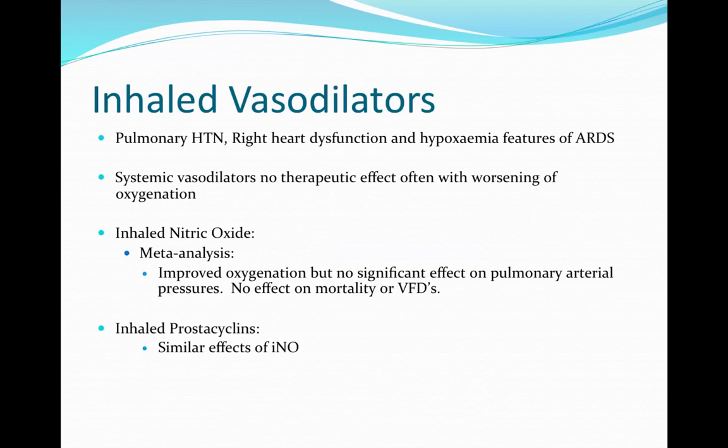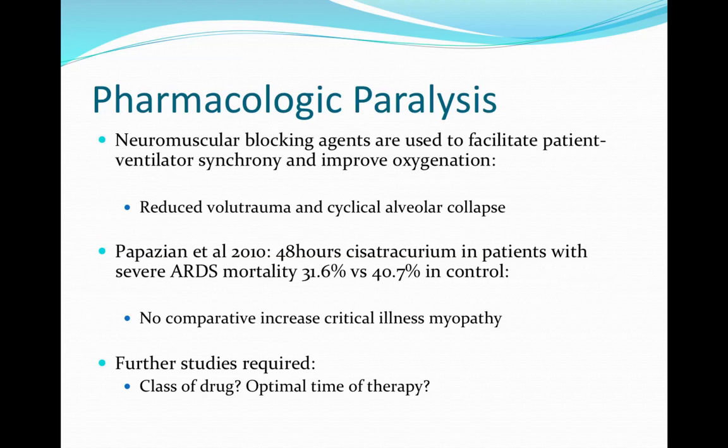Inhaled vasodilators were postulated as a mechanism to reduce pulmonary hypertension and right ventricular dysfunction, but no studies have conferred any benefit using inhaled nitric oxide or prostacyclins, and they are usually reserved for cases of intractable hypoxemia. In limited trials, 48 hours of paralysis to facilitate ventilator synchrony has been shown to improve mortality, with no comparative increase in critical illness myopathy. Further studies are required in this area, though, to delineate the exact benefits.